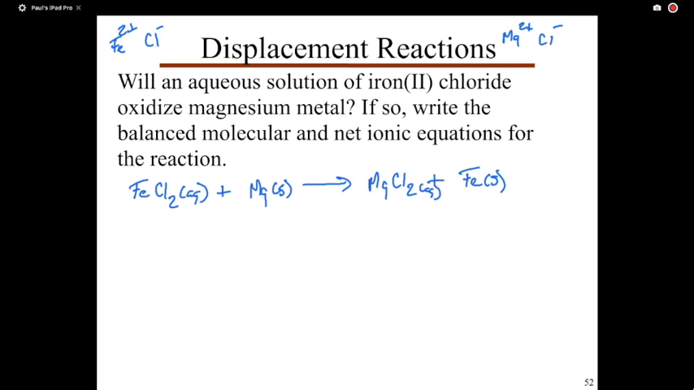Is this balanced? Oh, it is. Don't make it any harder than it is. Don't try to balance it. Don't try to mess up a balanced equation. If it's balanced, it's balanced.